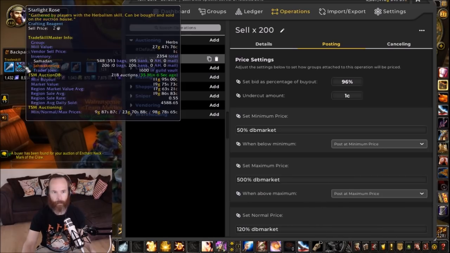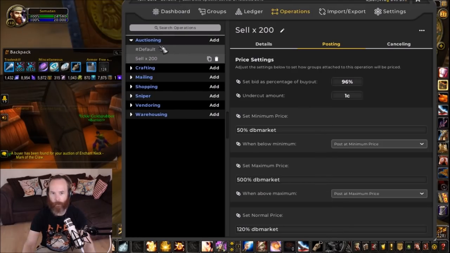So if I hover over the tooltip now, you can look down at the bottom of the tooltip. You can see a minimum price of 9 gold 87, a normal price of 23 gold, which, when we compare that against the market value and the region market value average, is a little bit higher. So that would be in a situation where, okay, there's no more on, I'm going to maximize my situation and sell them for a slightly higher profit. And then the maximum price we've got there at 98 gold, which is probably an unusual situation to be in, but it's there just in case.